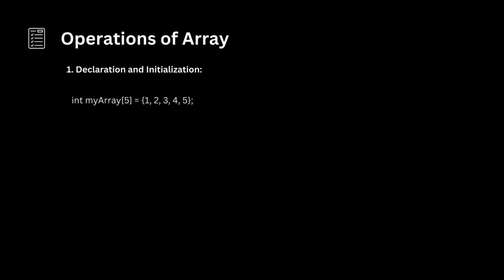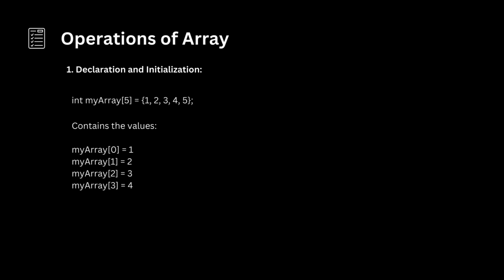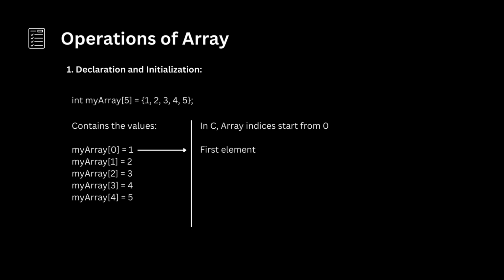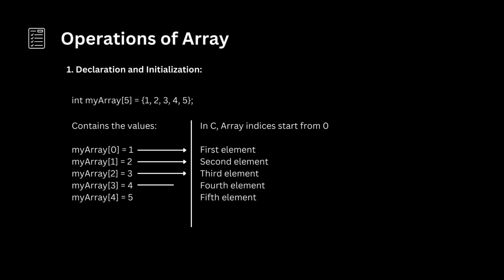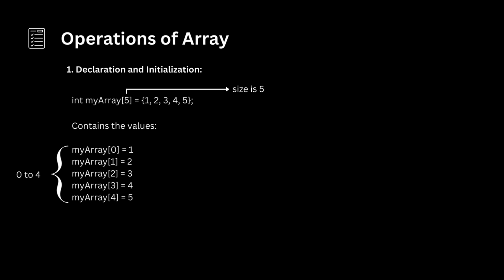So after this line of the code, the array myArray is created and contains the values myArray[0] is equal to 1, myArray[1] is equal to 2, myArray[2] is equal to 3, myArray[3] is equal to 4, myArray[4] is equal to 5. In C, array indices start from 0. So myArray[0] represents the first element. myArray[1] represents the second element and so on. The array size is 5 and the indices range from 0 to 4.